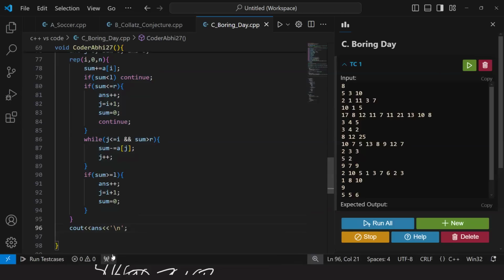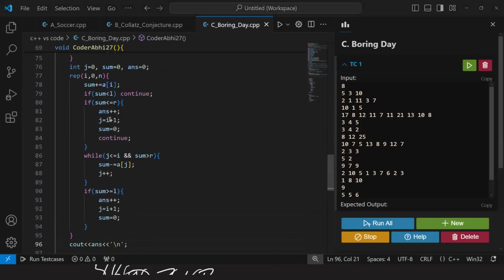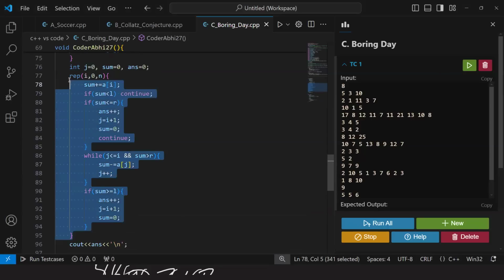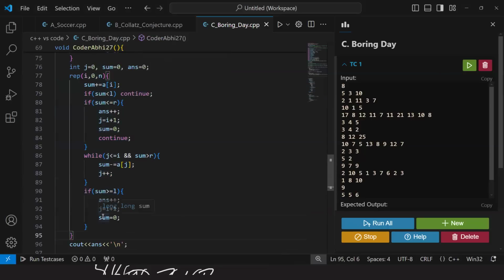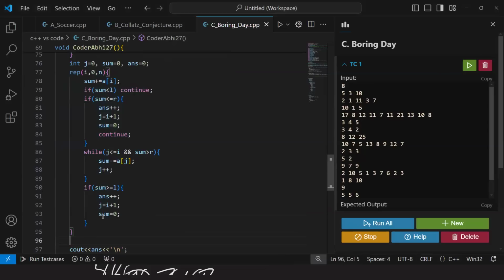Okay. So what would the time complexity of this code be? You have an I pointer which is moving from 0 to n, and you have a j pointer. In this while loop, this j pointer, at max, would move from 0 to n. So we have two pointers which are moving from 0 to n. Overall complexity would be O of n.